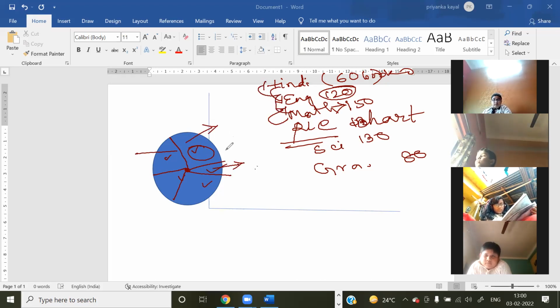Hindi, English, then maths. Suppose you are taking this one as Hindi, then the next one exactly will be English, the next one will be maths, and in this way. But now the question is, how do you know how much space we'll consider for which subject? Because by guessing we cannot do it, na?